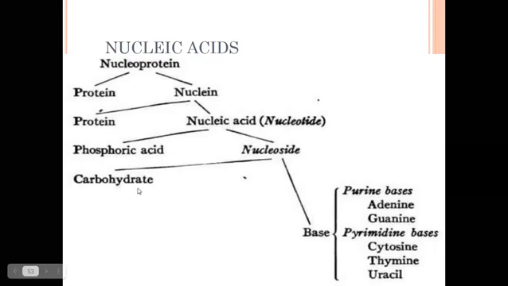Carbohydrates are also called sugars. They are again divided into two types. One is deoxyribosugar, the second one is ribosugar. And the nitrogenous bases are again two types. One is purine, the other pyrimidine. Purines are two: adenine and guanine. Pyrimidines are three: cytosine, thymine, and uracil. It is the total composition of nucleic acid flowchart.